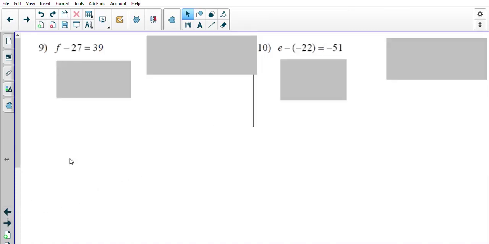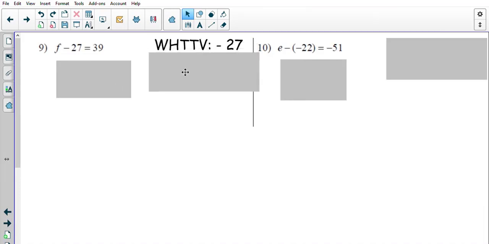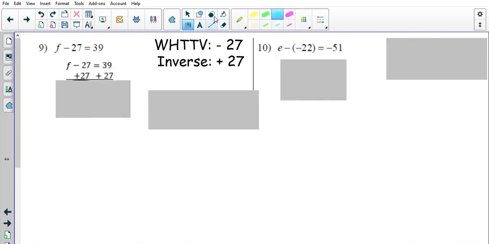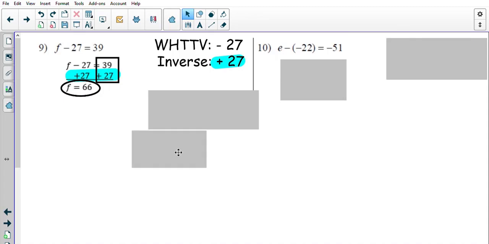All right, number 9, f minus 27 equals 39. What's happening to the variable is subtract by 27. The inverse of that is to add 27. So let's show plus 27 on the left and right. This should be becoming really standard for you, and it'll get easier with practice. In your calculator, plug in 39 plus 27. What do we get? Hopefully you got a solution of f equals 66.